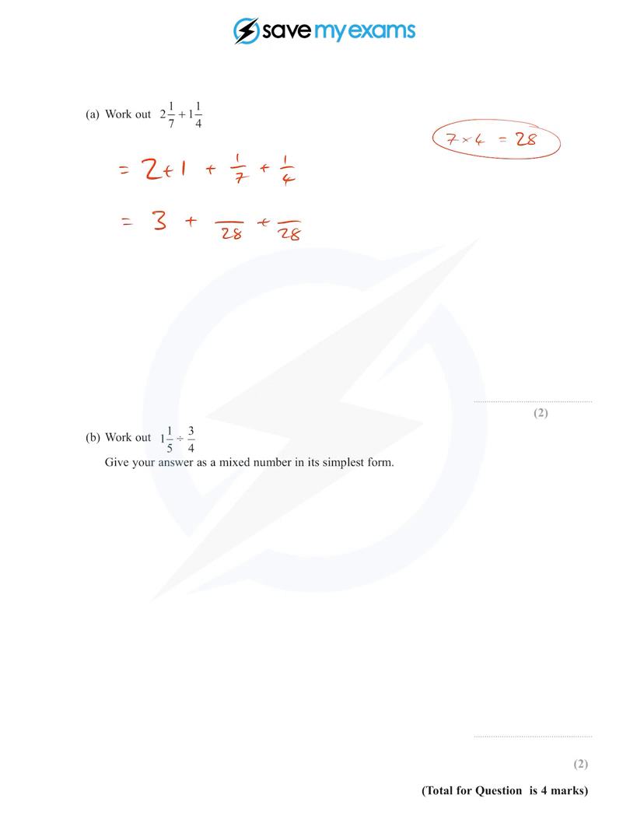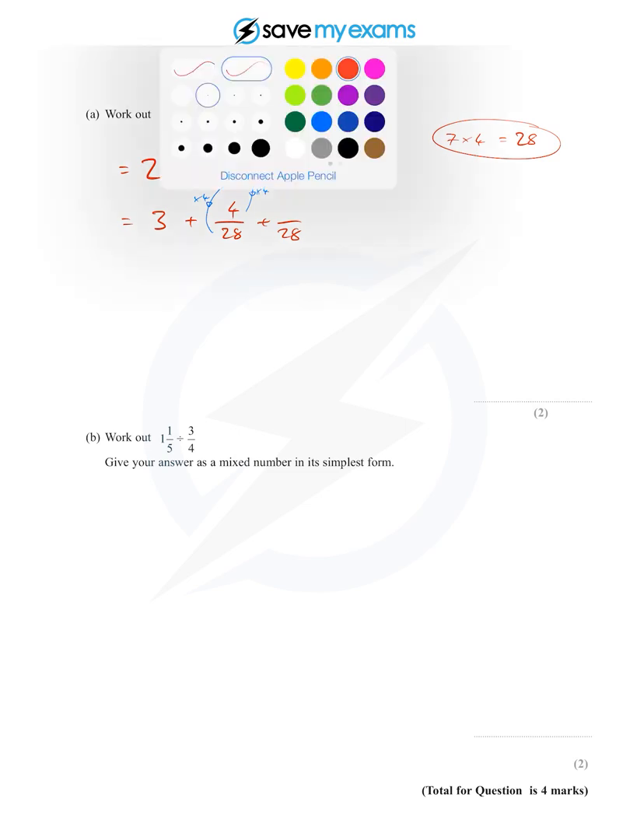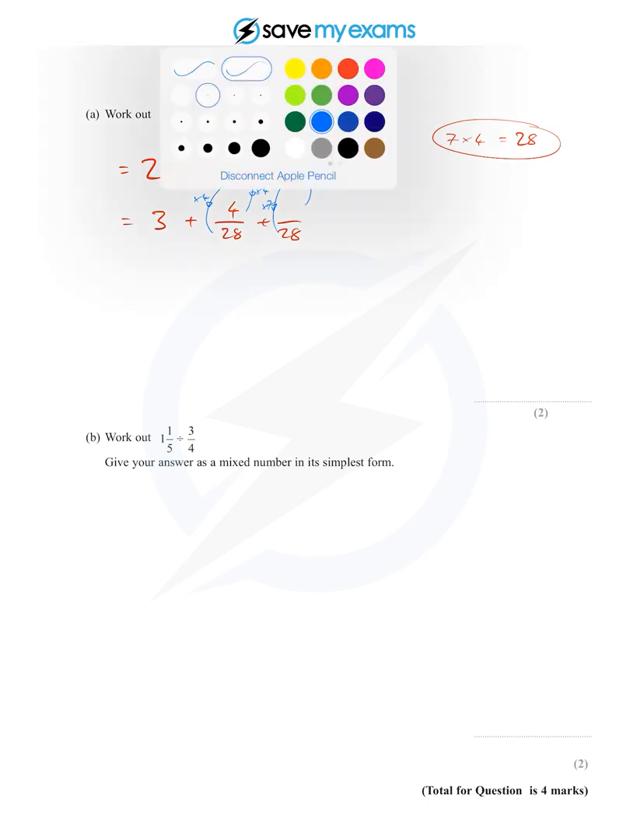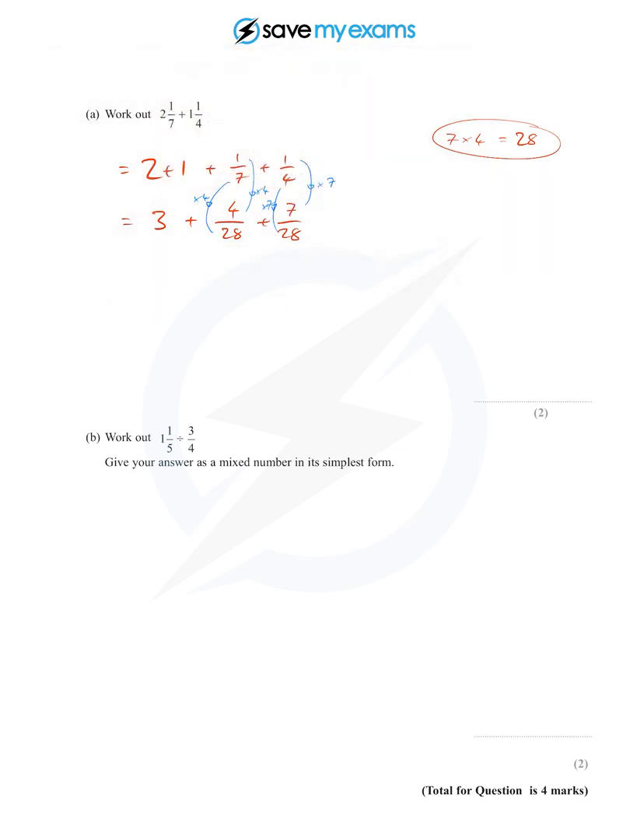I say to myself, what have I multiplied the 7 by? I've multiplied it by 4, and so I multiply the 1 on the top by 4 as well. And so that's 4 28ths. And what about the other one? Well, I ask myself what I've multiplied the 4 by to get to 28, and that is 7. And so I multiply the top by 7 as well, and so I have 7 28ths.